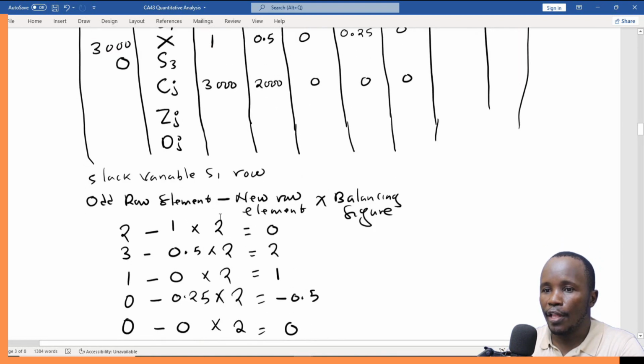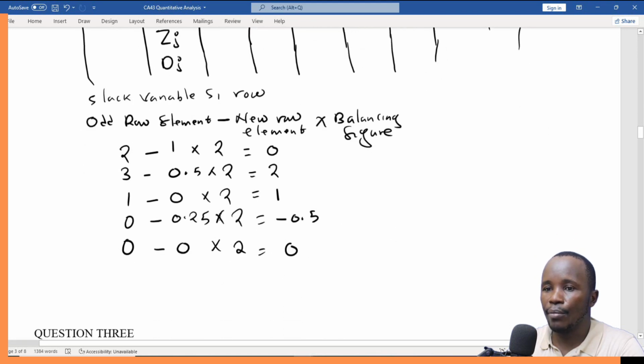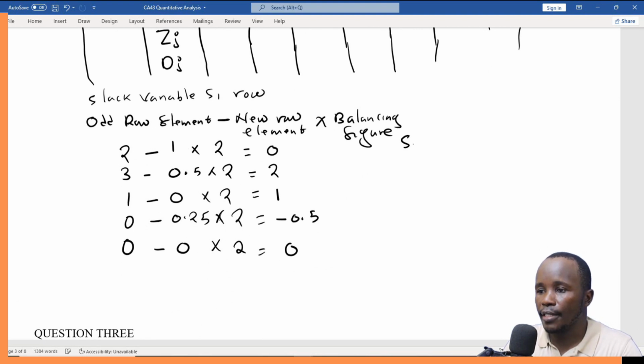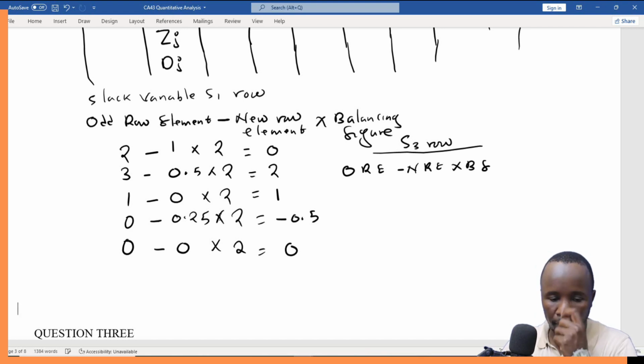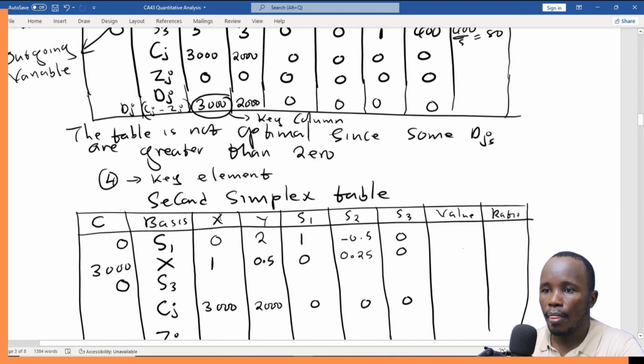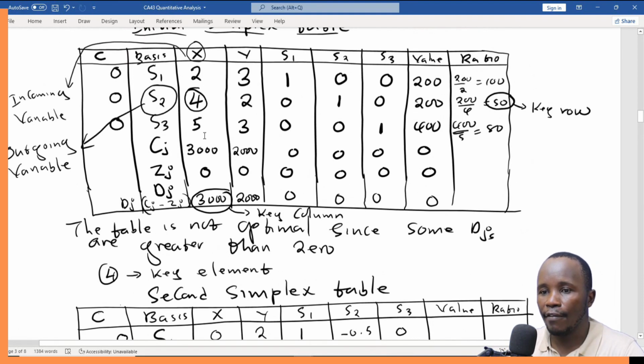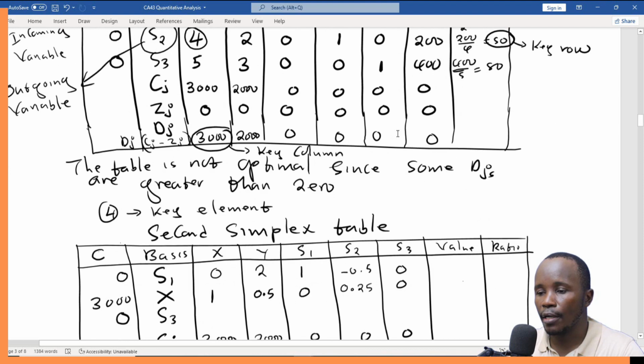Let's go to the slack variable S3 row. We are going to repeat the same process. Here we are going to talk of old row elements minus new row elements times balancing figure. Let me go to the old row. Old row here, I'm having 53001.